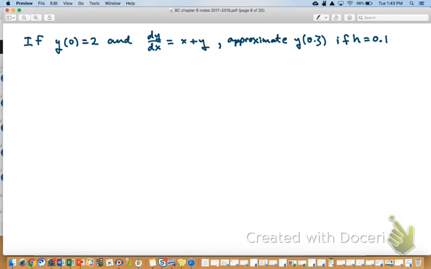So please approximate y of 0.3, given that initial condition, differential equation, and step size. We can all compare that final answer, and hopefully we all get the same thing. Since I just made this up, I don't know what the answer is, so we'll just have to work together to figure that out.